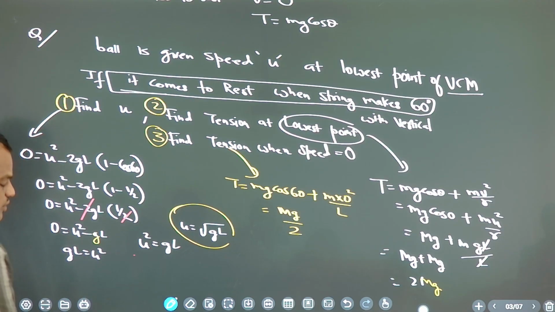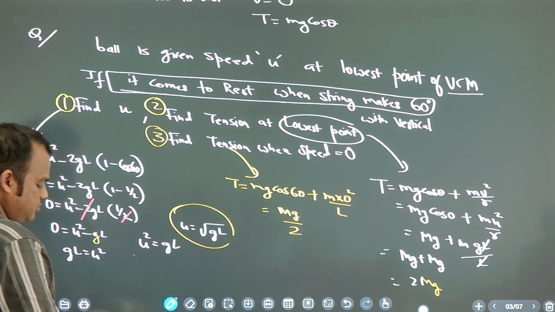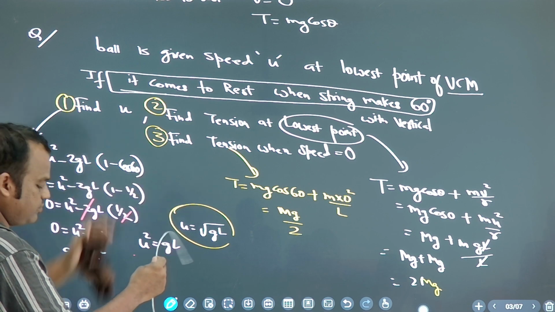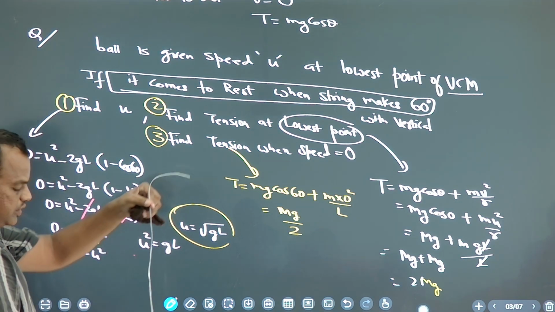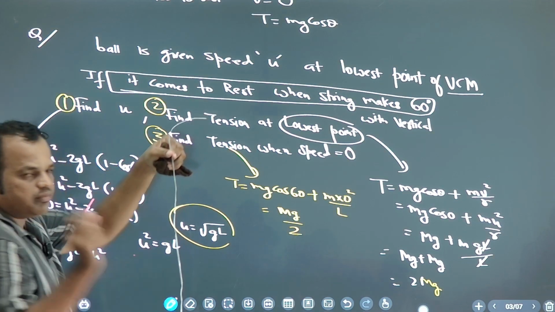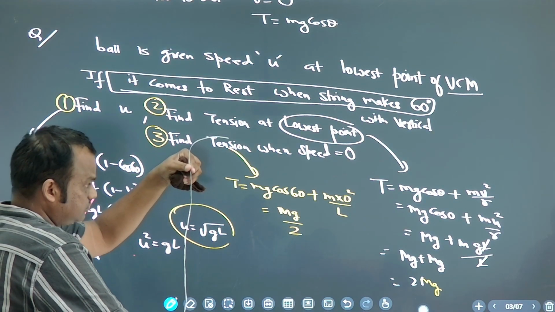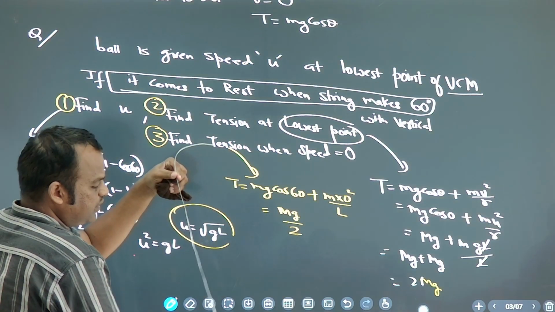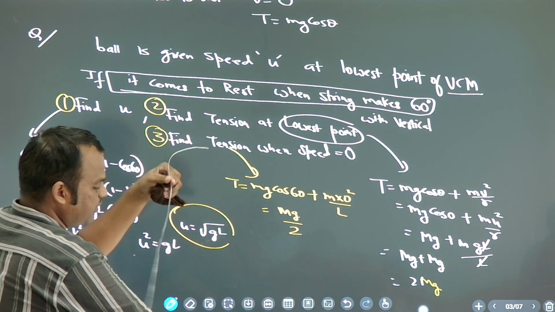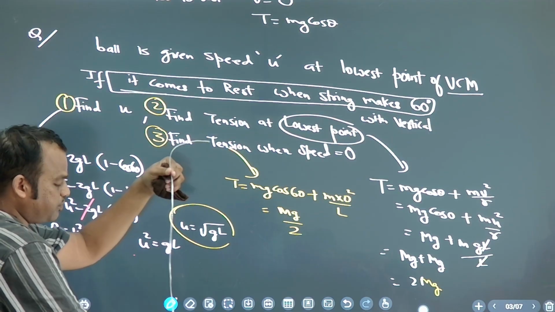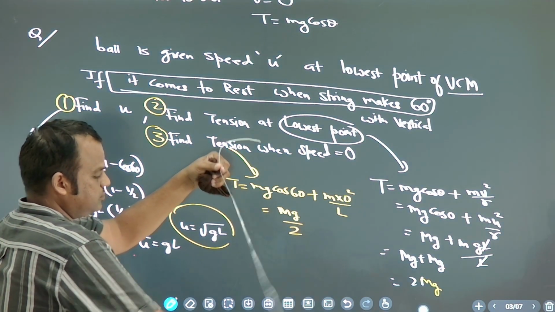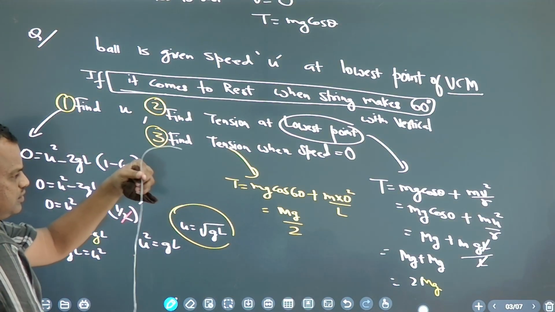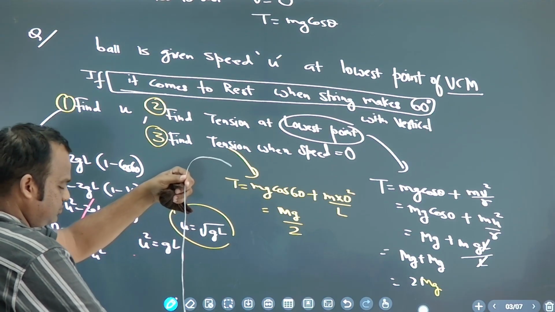So you observe here, if you give less speed, see, I am giving very less speed. It is going up to here only. Maybe it is making 30° and coming back. Now you give more speed. So now it is going up to here and coming back. Understood? Now I will give more speed.